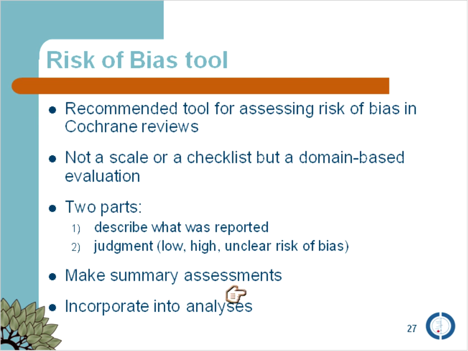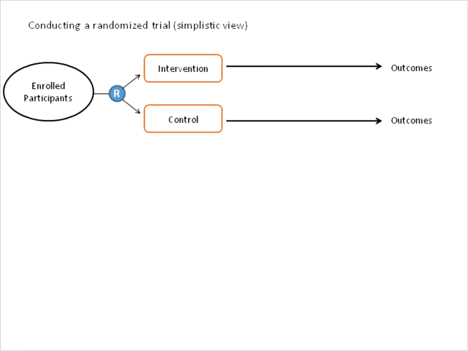And then once you have all of that information, you make summary assessments. And again, all of these items, so guidance on what's low, high, unclear risk of bias, that's all provided in the handbook. Guidance on how to make summary assessments, that's all provided in the handbook. And then you incorporate it into the analyses, and I'll get to that later.